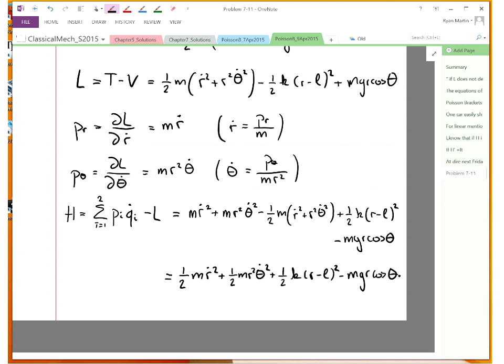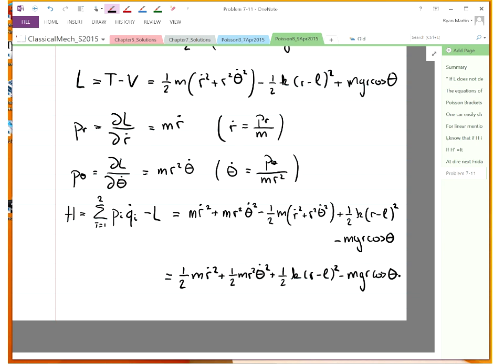That's the value of the Hamiltonian, but it's not the correct way to write the Hamiltonian, right? The Hamiltonian cannot have variable dots in it. It must have variables or coordinates and momenta. So I need to get rid of the R dot squared and the theta dot squared in favor of PRs and P thetas. And of course that's why I wrote them up at the top there.